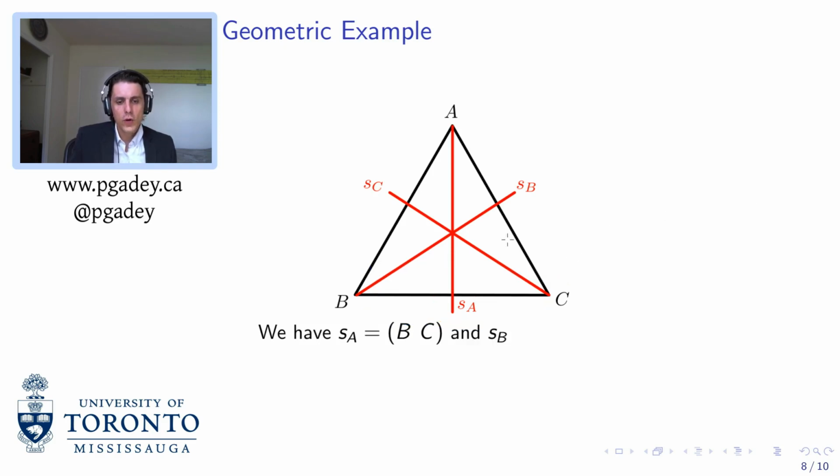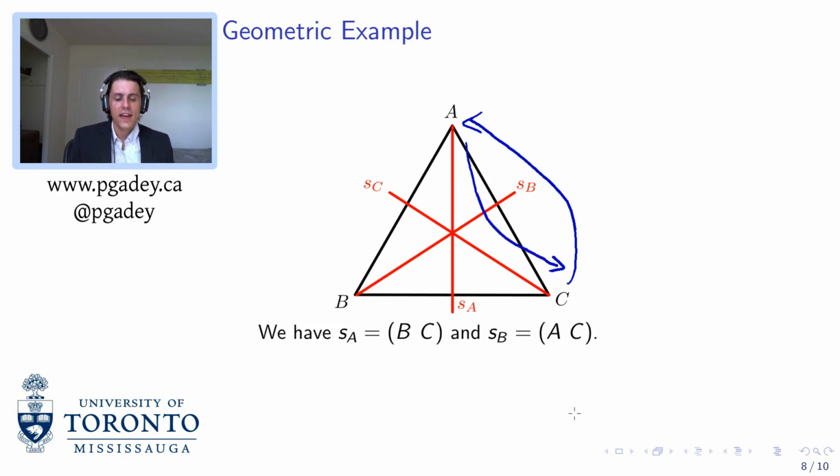Okay, what about SB now? SB is going to reflect across the line through B, so it will switch A and C, and we get that SB is going to be the cycle (A C).